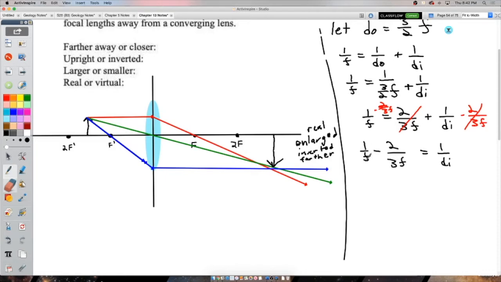So I could multiply this by 3 over 3, right? And then I would have 3 over 3F. I haven't changed the number, I've just changed how it's expressed, right? 3 over 3F is still 1 over F because those 3's could cancel. Minus 2 over 3F equals 1 over DI. Okay, and there we go. Now I have a common denominator. So 3 minus 2 is 1 over 3F equals 1 over DI.